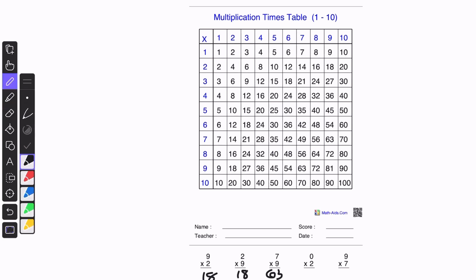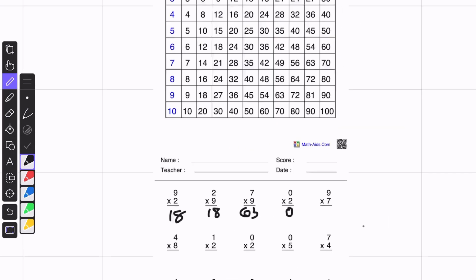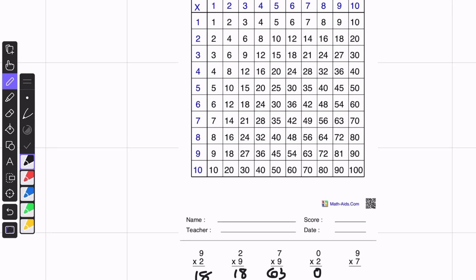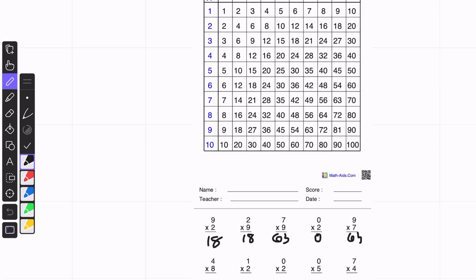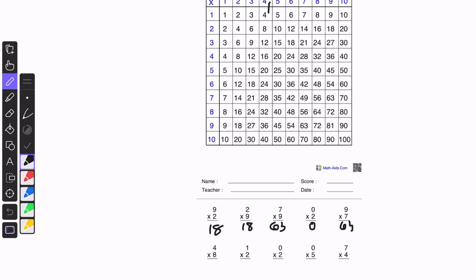And okay, so now we have 0 times 2. Anything times 0 is going to be 0. 9 times 7, we have 9 over here. We're going to go down until it hits 7, right here. That's 63. We have 4 times 8. We have 4 right here. We're going to keep going until it hits 8. There we go. 32.